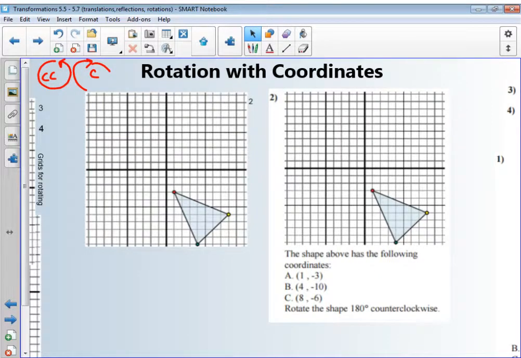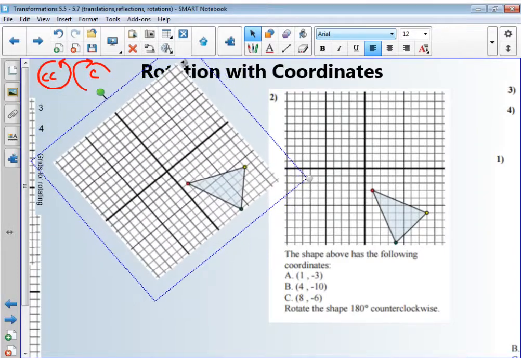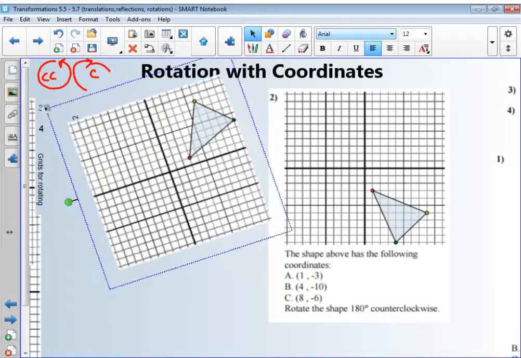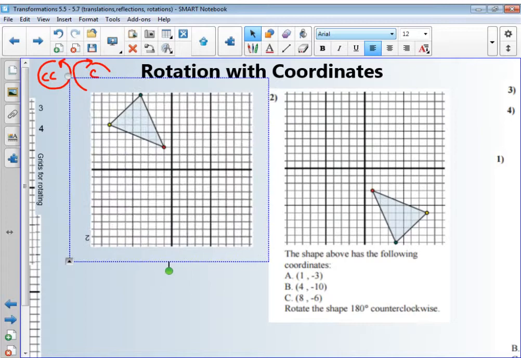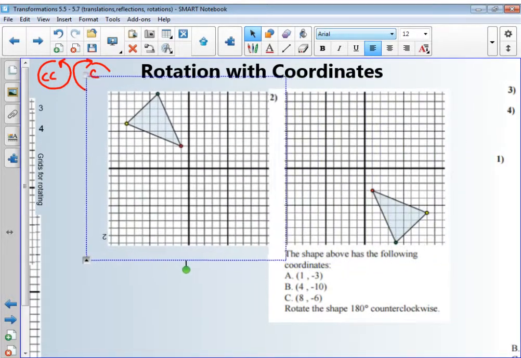We'll do that in numbers 3 and 4. Okay, so for number 2, it says the shape above has the following coordinates. So it lists our coordinates, and rotate the shape 180 degrees counterclockwise. So we get to do the same thing, counterclockwise against the numbers on the clock. So there's 90, there's a 180. So once again, we're going to end up in quadrant 2 again.